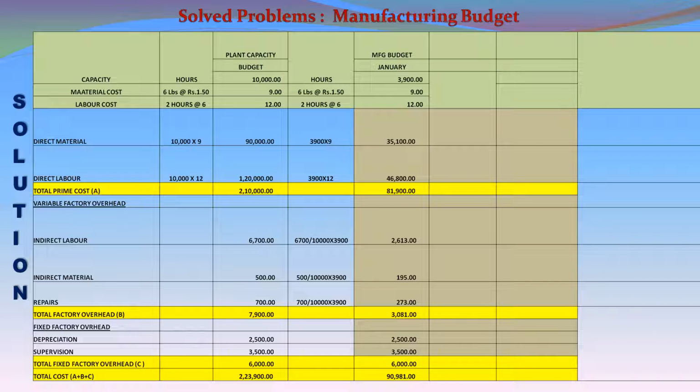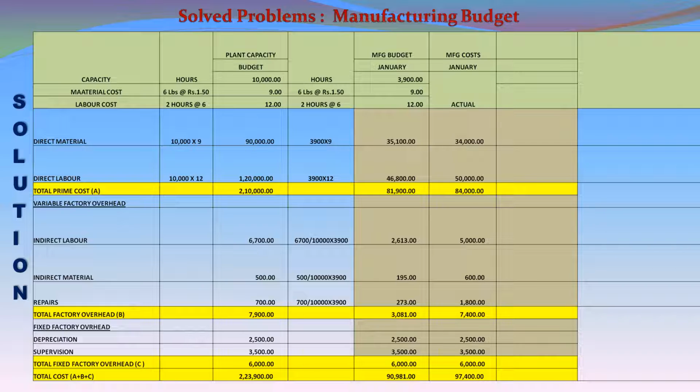Total factory overhead 3,081. Fixed factory overhead: depreciation 2,500, supervision 3,500. Total fixed factory overhead 6,000. Total cost 90,981 as per budget for the month of January.